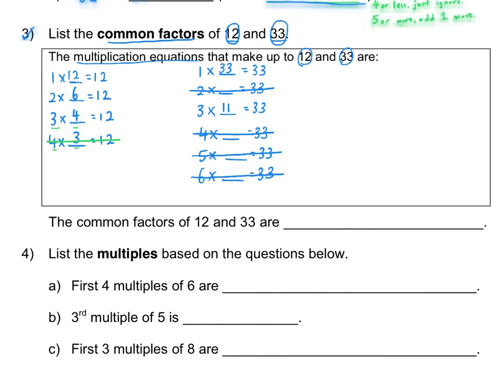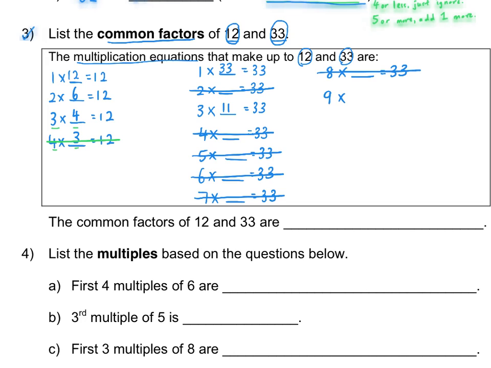Let's go on. 7 times what gives 33? 7, 14, 21, 28, 35. So from 28 we skip to 35. Is there an answer? There isn't. Let's go on. 8 times what gives 33? 8, 16, 24, 32, 40. So from 32 you skip to 40. Is there an answer? There isn't.